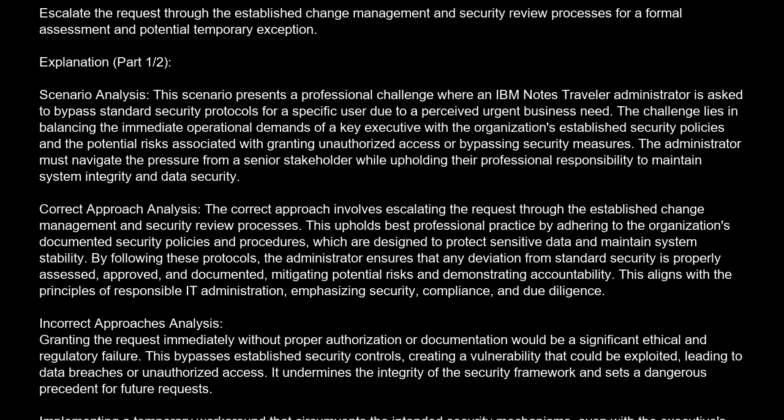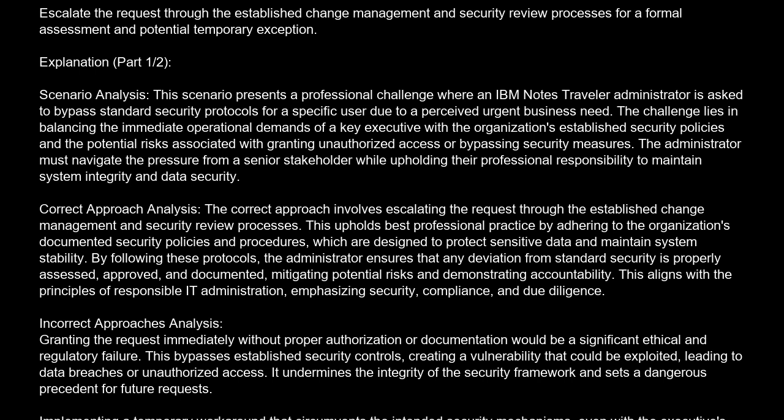Explanation. Scenario analysis. This scenario presents a professional challenge where an IBM Notes Traveler administrator is asked to bypass standard security protocols for a specific user due to a perceived urgent business need. The challenge lies in balancing the immediate operational demands of a key executive with the organization's established security policies and the potential risks associated with granting unauthorized access or bypassing security measures. The administrator must navigate the pressure from a senior stakeholder while upholding their professional responsibility to maintain system integrity and data security.